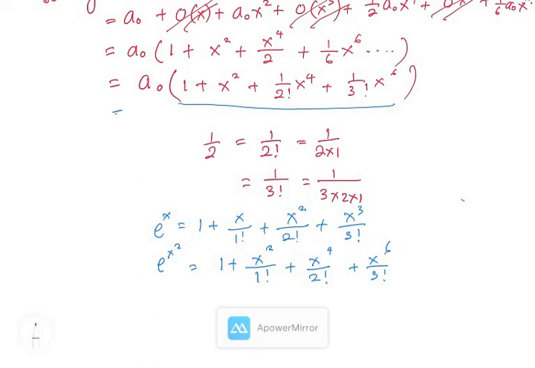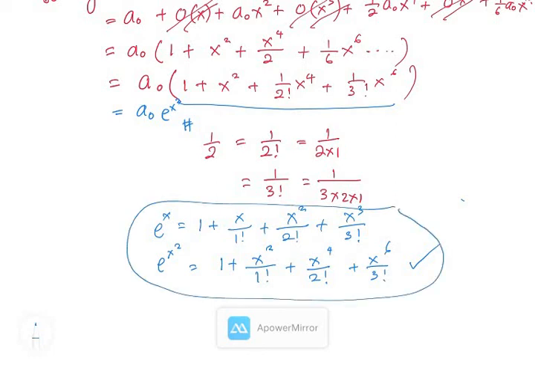So this one, we can change it to a0 exponent. If you refer to this table, we have exponent x power of 2. Yes. And this series we call it Maclaurin series. Okay, do you understand now this example how to solve using the power series method? Okay.